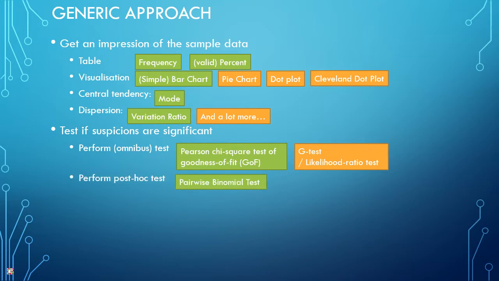That will tell me if any of the categories are significantly different. If so, I then want to know which ones. For that, I can use a post hoc test, and usually the pairwise binomial test can then actually work. That will be an exact test. Or I could use a pairwise z-test or z-test for proportions.